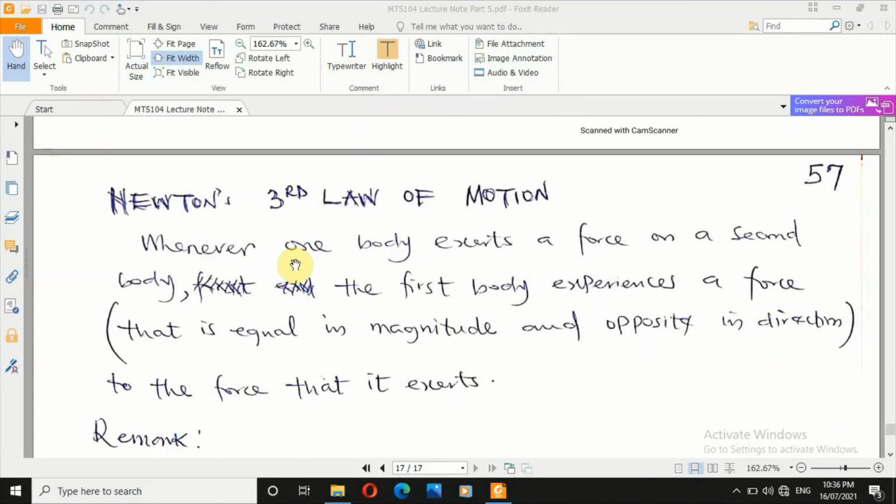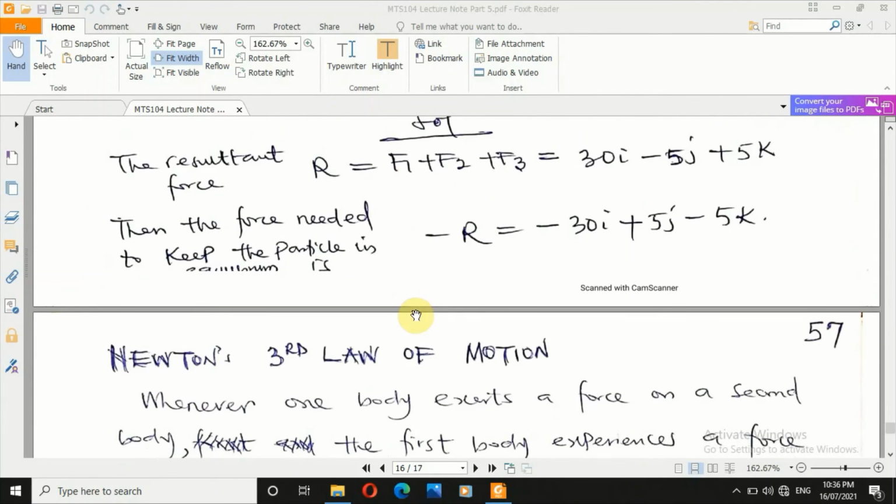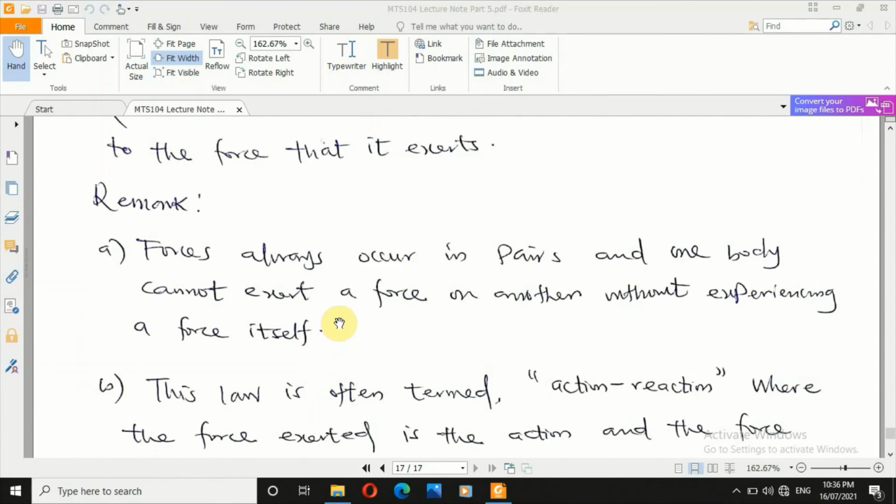What this law is saying is that when we have a force that is acted upon by another force, the first force too will exert a force back on the other. And that was actually what we used to solve this problem. So now let's remark on this. Forces always occur in pairs, and one body cannot exert a force on another without experiencing a force itself. This law is even applicable in real life: don't attack another person, because if you attack another person, it may take time, but the person too will most times attack you back. That is why it's better not to attack.